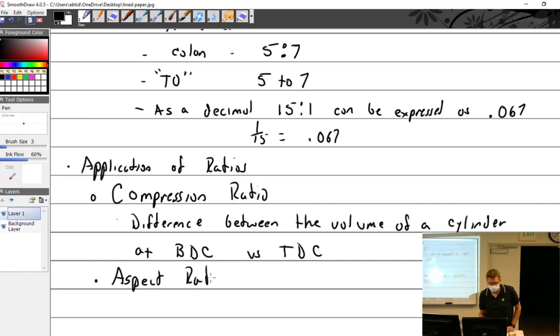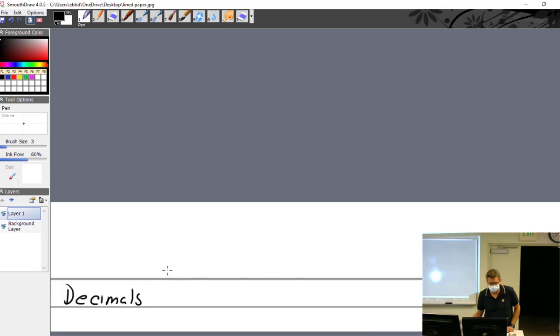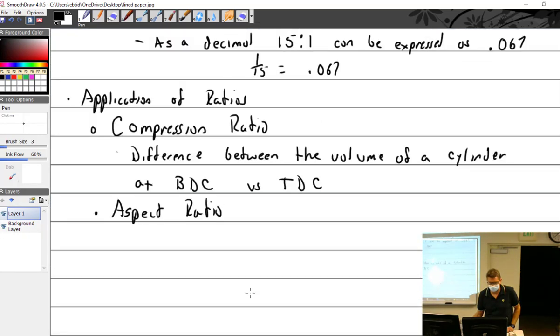We have aspect ratios. What's an aspect ratio? Is it like a wing? There you go, the wing. In this case, it's the ratio of the length of an airfoil, in other words the wing, to its chord, which is the width.